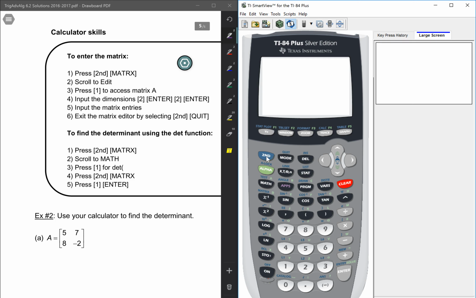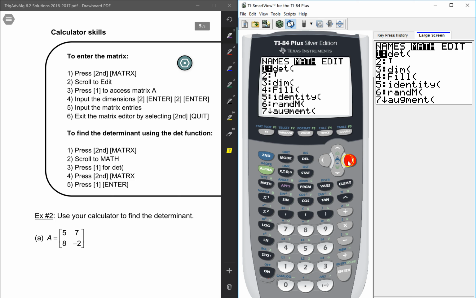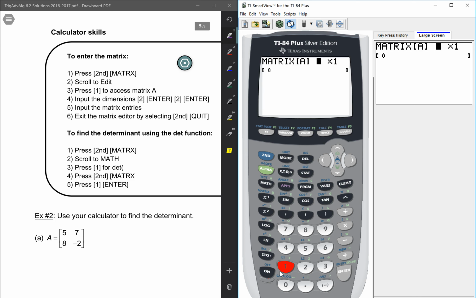We press second matrix. You know what? Let me clear this. So, we press second matrix. Is everybody on that page? Now, when you want to input a matrix, you have to scroll by pressing the right arrow. You see, each one of the items at the top are tabs. You have to go to the edit tab. Now, I want to put in a matrix for slot A. So you press 1 or enter to select A.